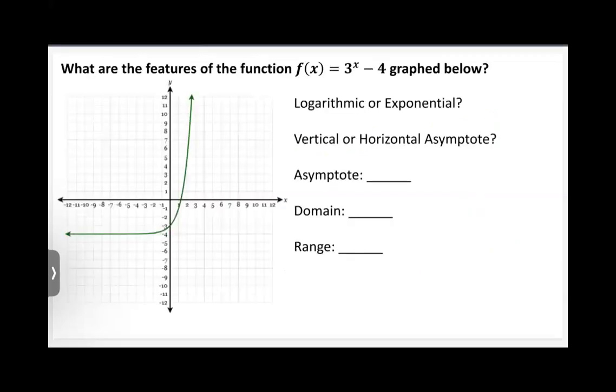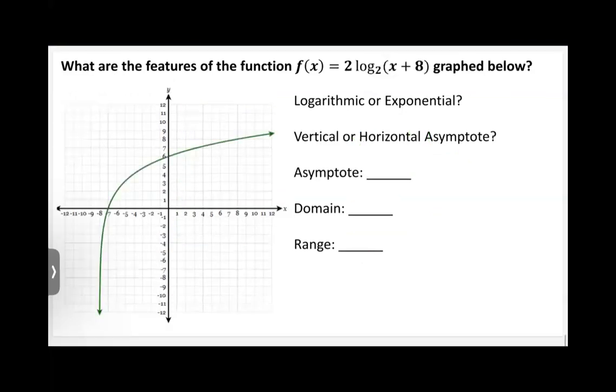Okay. This one is exponential, and if it's exponential, it has a horizontal asymptote. Here the asymptote is the line y equals -4. The domain for this one is all real numbers. And then the range is y greater than, not greater than or equal to, just greater than -4.